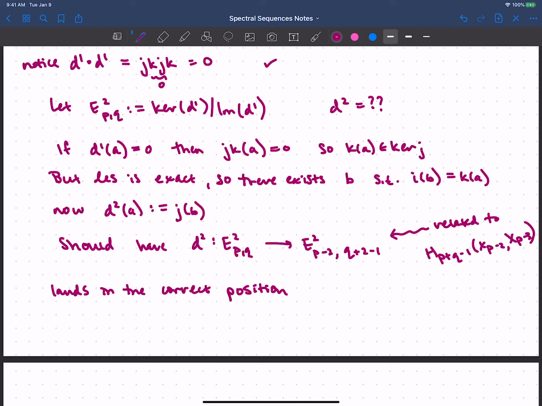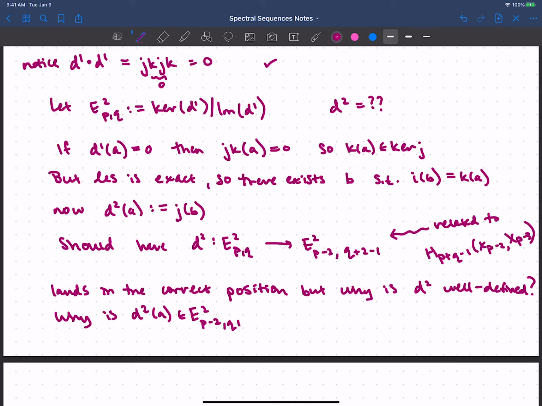Because to form this E2 term, we should take something in the kernel of the D1, but from this homology group, mod the image, of course. Okay, so we're landing in the right spot, but why is D2 of A well-defined? Well, I guess there are a couple of questions. Why is D2 well-defined? Why is D2 of A actually going to land in the E2 term and not just in this homology group in our unraveled exact couple? Where, remember, this is the kernel mod the image. And so there's a lot of things to check here. Well, let's check some of them.